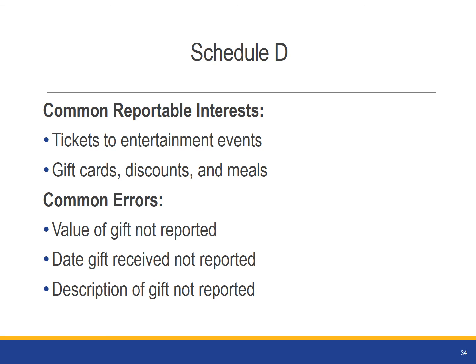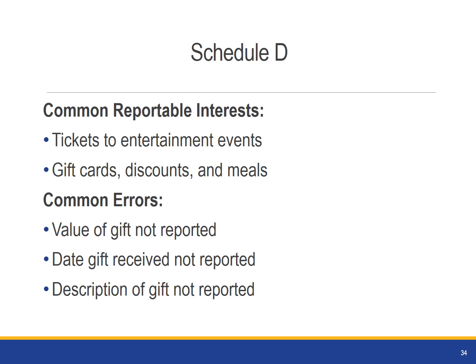Schedule D is used to report gifts, such as tickets to entertainment events, gift cards, and meals. Common errors include value of gift not reported, date gift received not reported, and description of gift not being reported. If you received gift questions from your filers, refer them to the Form 700 page on our website, where they can review our very helpful fact sheet about gifts, honoraria, travel, and loans.